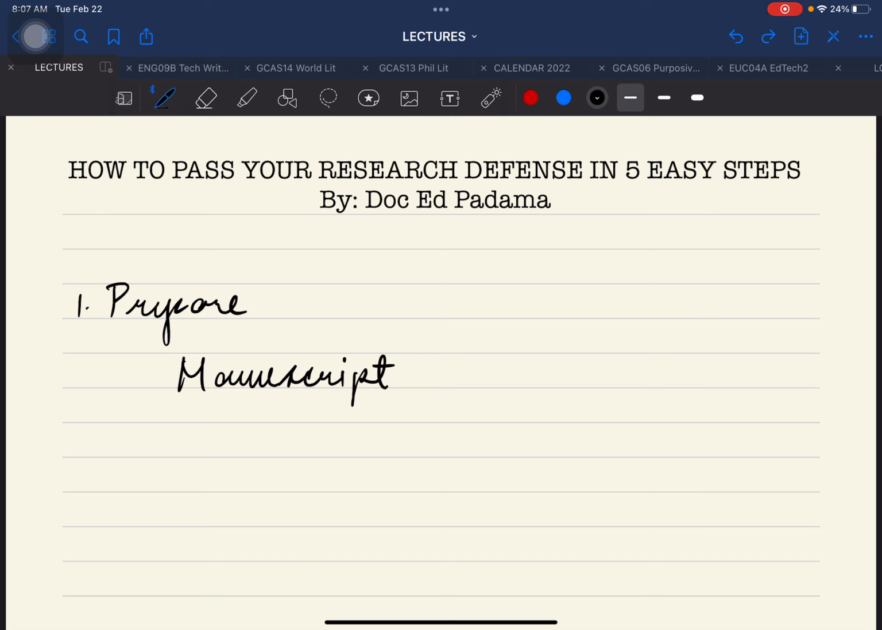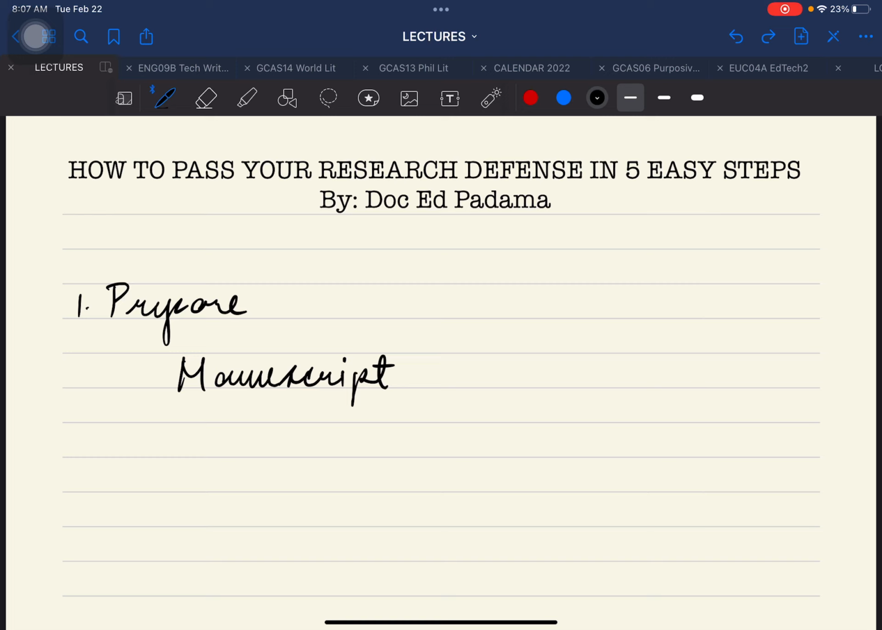The manuscript is a document that represents your research. Everything that you need to be able to present your research is contained within the manuscript. So this will be the center of your discussion during your defense. Your panelist has a copy, or is supposed to have been given a copy, of this manuscript. Your advisor will also have a copy of this manuscript.